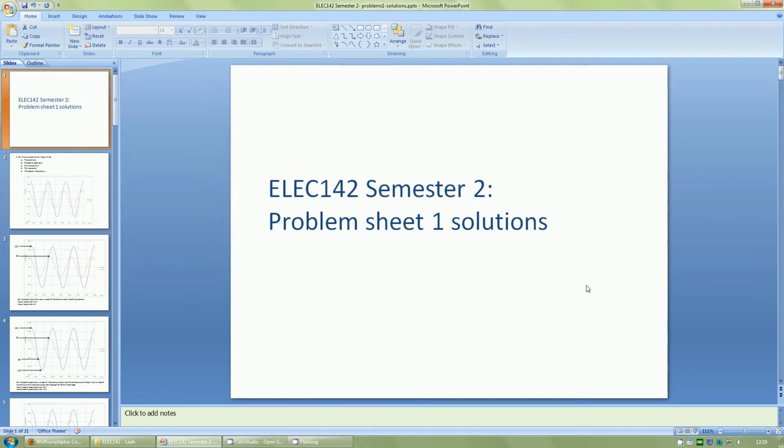Welcome to ELEC142 Semester 2 Problem Sheet 1 Solutions. This problem sheet solution is going to be in 3 sections. In the first section we're going to talk about how we can get information off of a graph of a waveform and how we can then present that in mathematical form, and then how we can sketch a waveform given a little bit of information about its content.